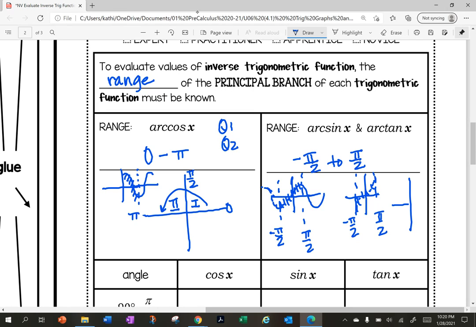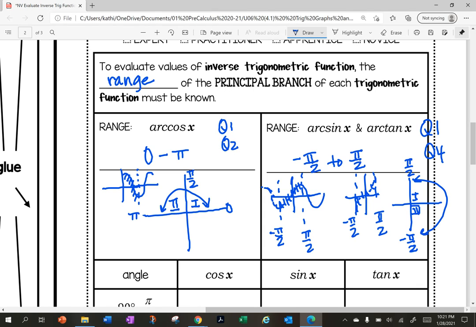Thinking about this on the unit circle, this is minus pi over 2, and this is pi over 2 here. So I'm talking about quadrants 1 and 4.